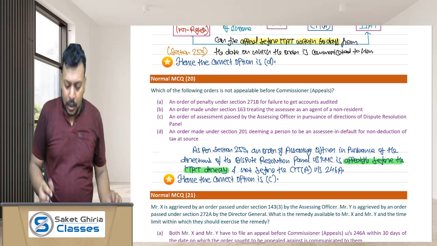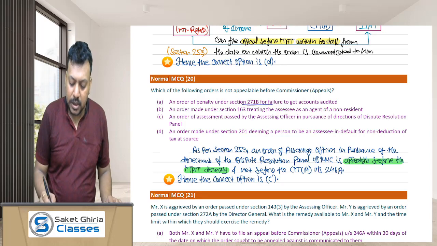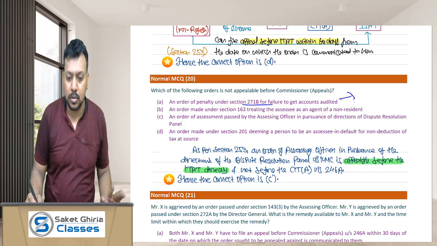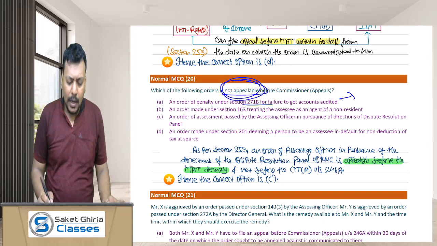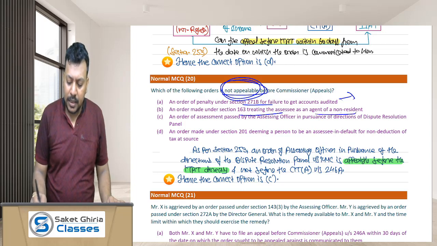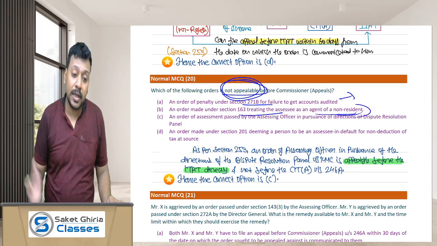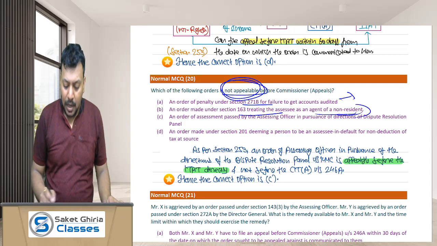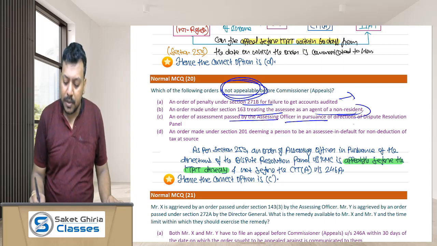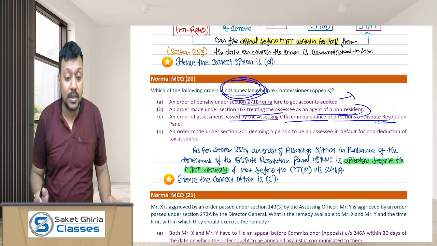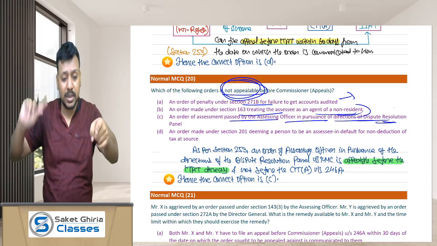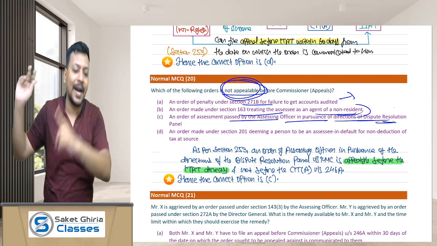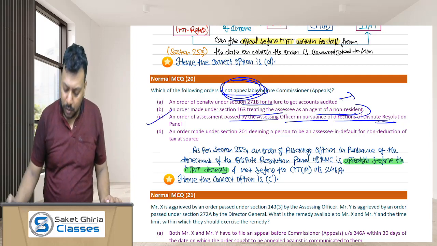Okay. Sir, an order under section 271B, this is made by assessing officer. You can appeal to CIT appeals. So the question is which of the following is not appealable? An order under section 163 treating the assessee as an agent of non-resident. Yes, sir, you can take the appeal to the CIT appeals. An order of assessment passed by assessing officer pursuant to the direction of DRP is as good as the order being made by the CIT. So it is not appealable before CIT appeals. You have to go to the ITAT. So the correct option is C. Okay.